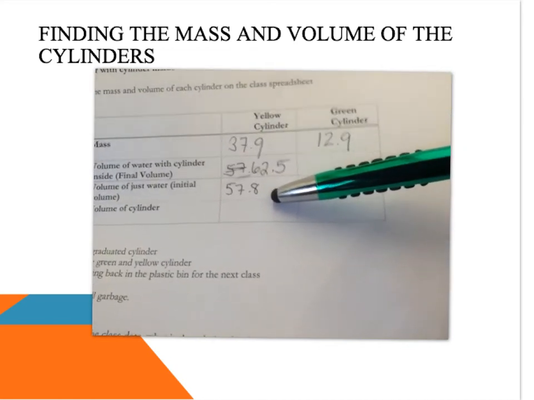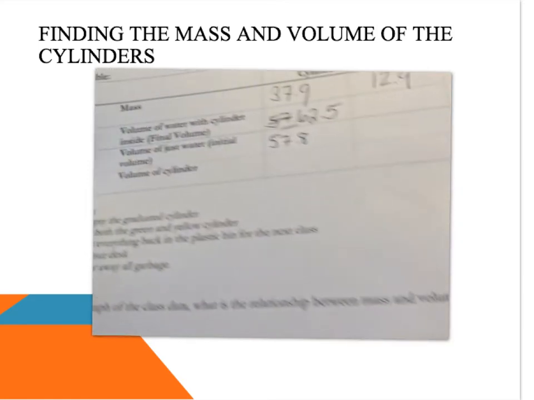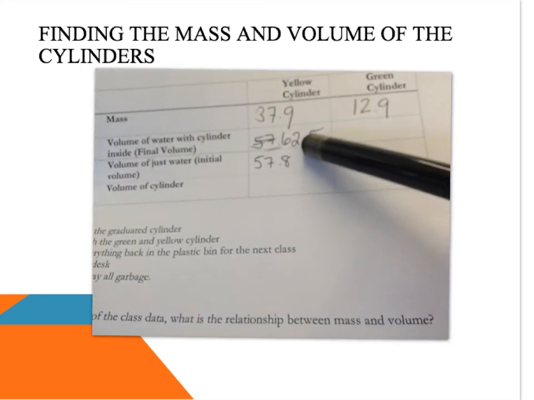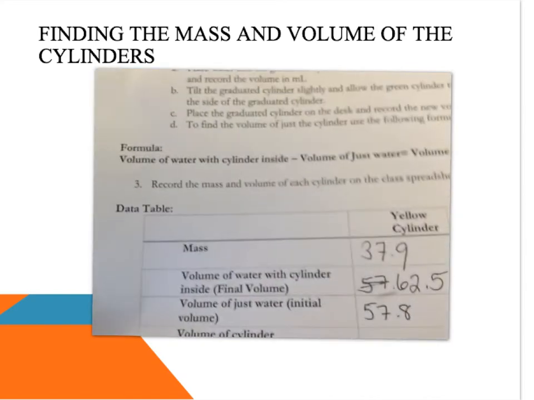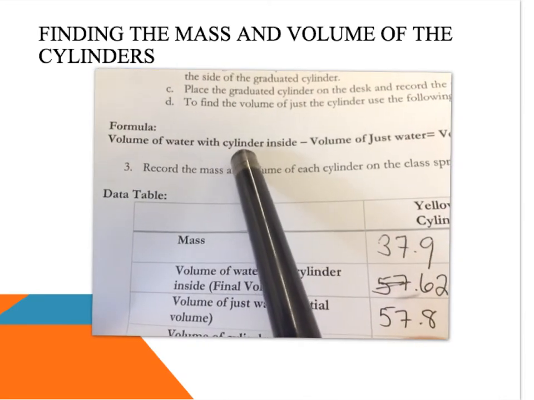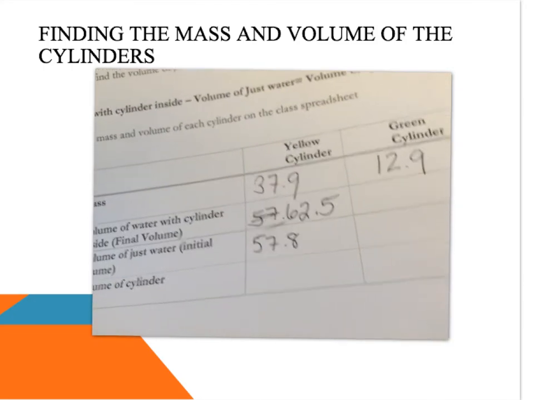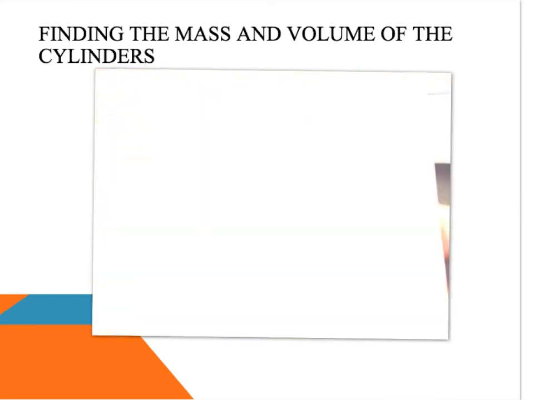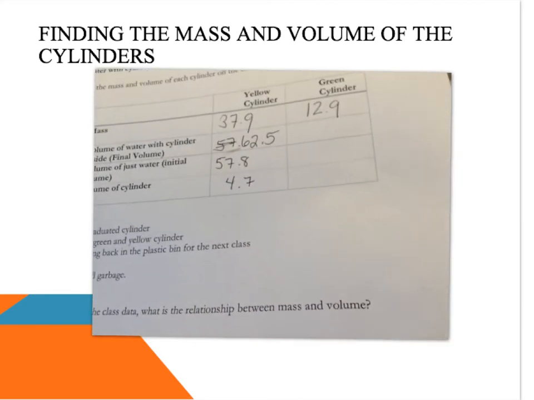Okay, so once you have done that, so I have my initial water, which was 57.8, and then when I added the cylinder, it rose up to 62.5. So to find my volume of just the cylinder itself, I need to subtract these two numbers. So as you can see, there is a formula given there. The volume of the water with the cylinder minus the volume of just the water. So I end up with a volume of 4.7.